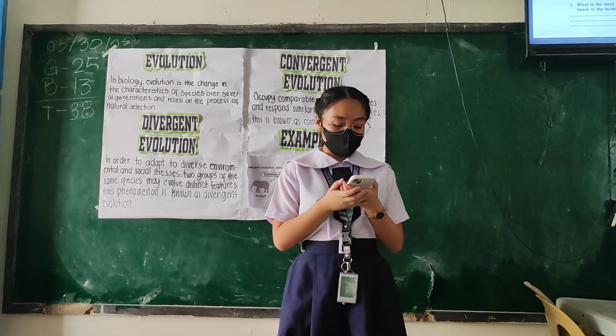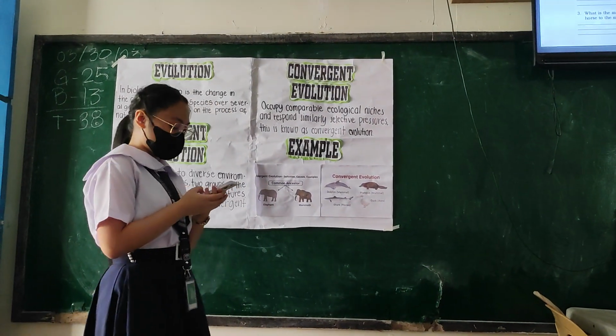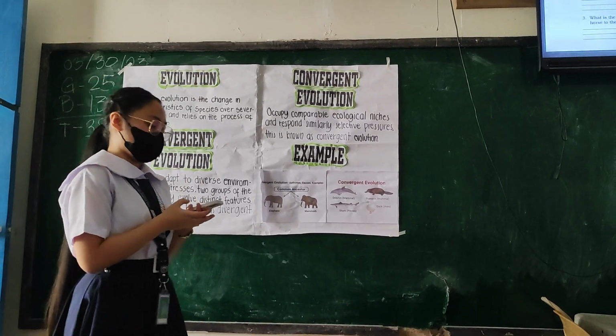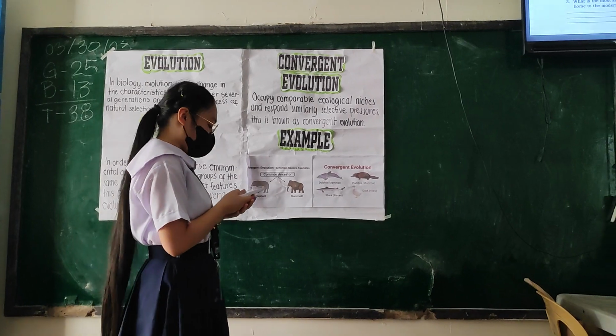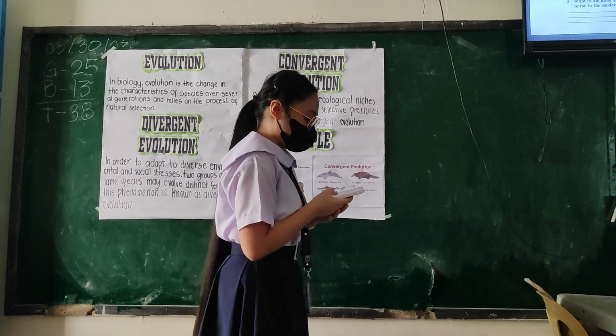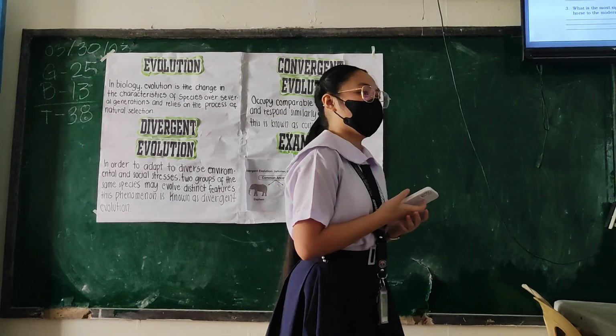In divergent evolution, two or more species diverge from the ancestors from which they came. A common example is the elephant and the woolly mammoth. They share a common ancestor and yet evolved into different species. And that's all. Thank you.